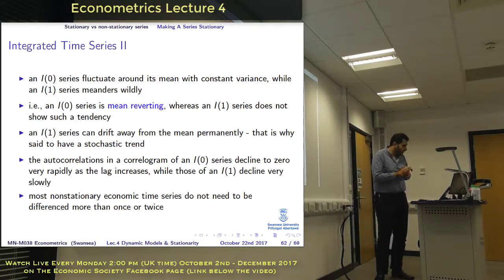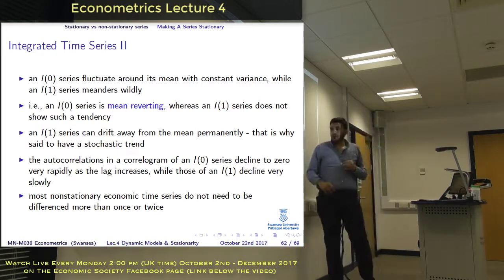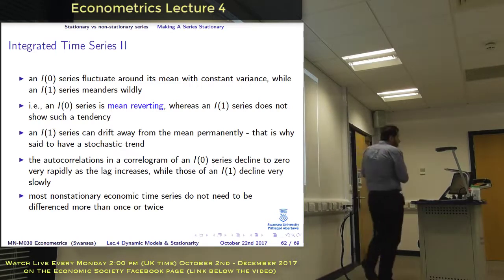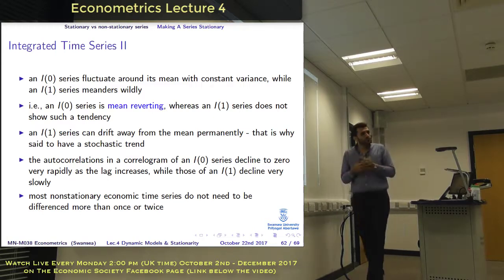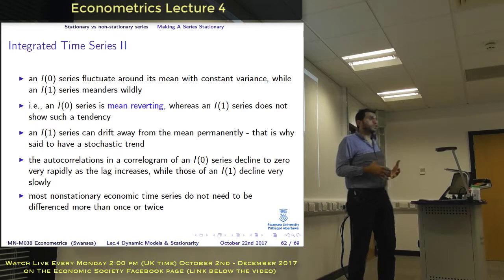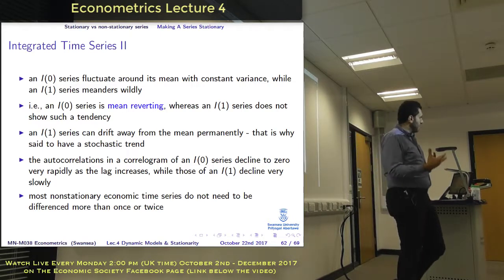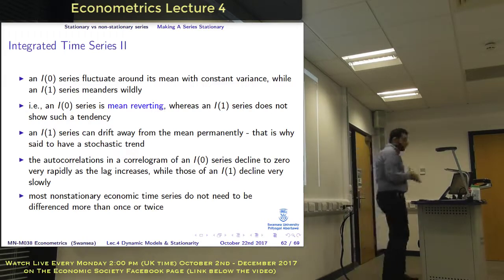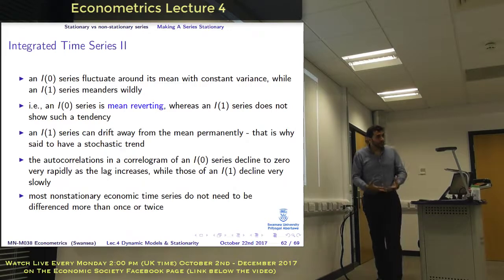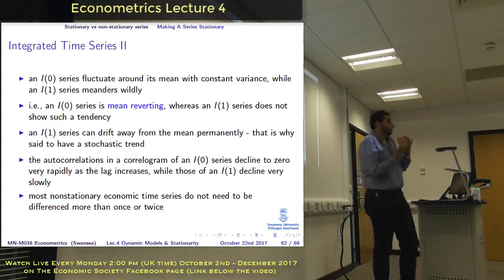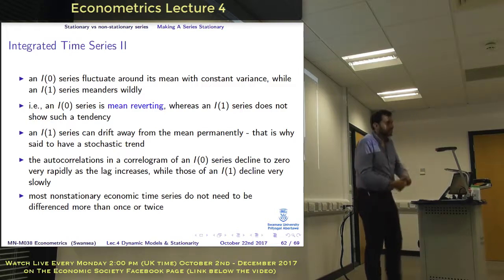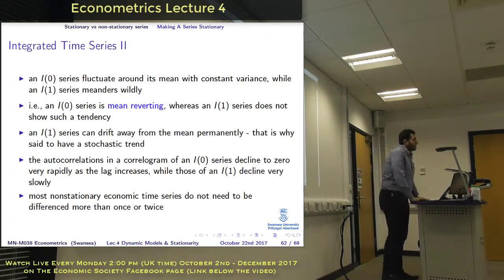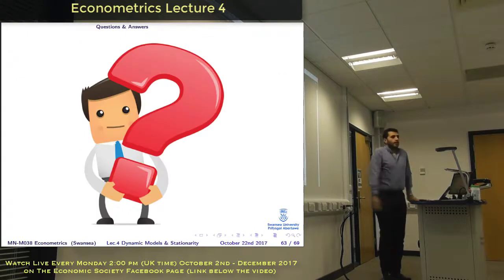Most non-stationary economic time series, and this is very important to know, don't need to be differenced more than once or twice. So in most time series you will deal with, it could be I(1) or I(2). It's very unlikely to have a series that's I(3), for example, where you need to difference 3 times to become stationary. So most time series you will deal with in economics will be either I(1) or I(2), meaning that they are non-stationary in level, and you need to difference either once or twice to make it stationary. Any questions?